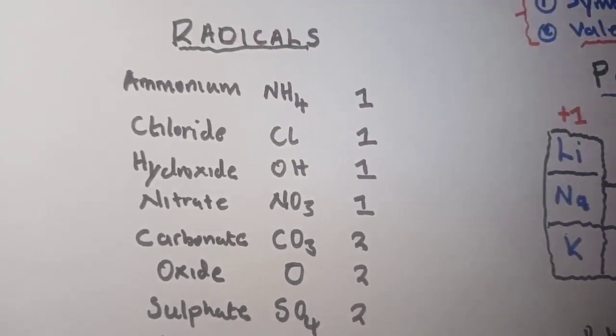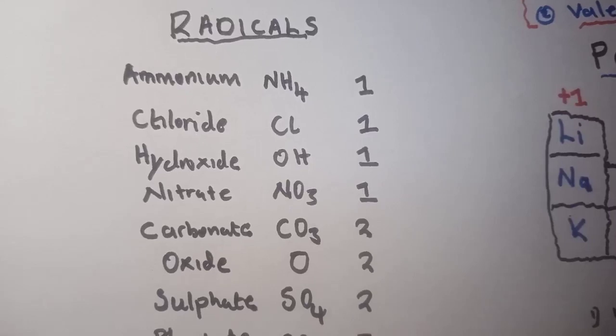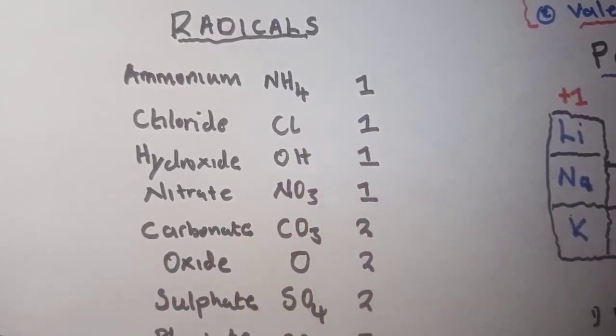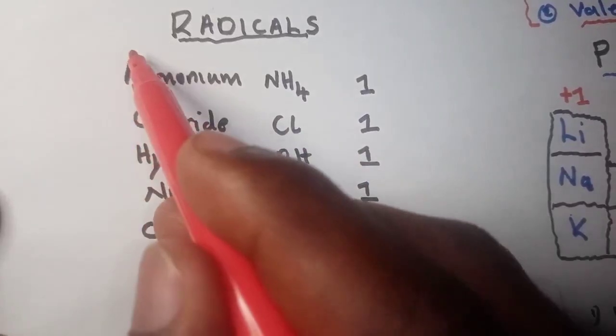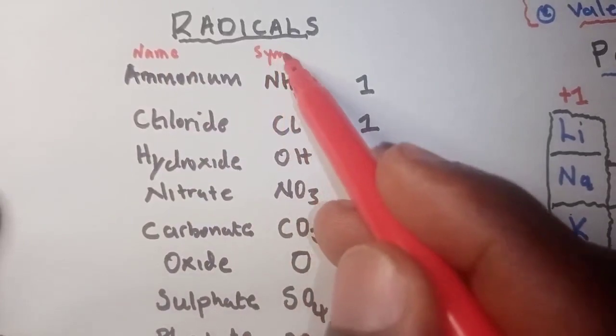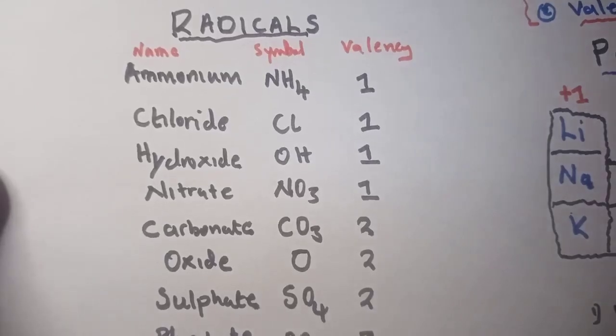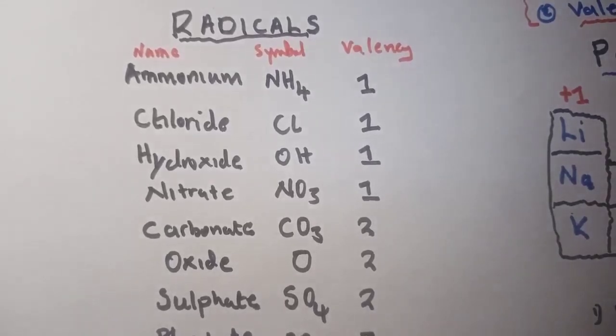So radicals are a group of atoms present in several compounds, but they're incapable of independent existence. The definition is not so important, but what we're interested in is the names of these radicals. Here you have the name of the radical, then here you have its symbol, and of course here you have its valency. So not only do you have to know the symbols and valencies of elements on the periodic table, you have other compounds that are not on the periodic table, and these we call radicals. You're not going to find these on the periodic table.